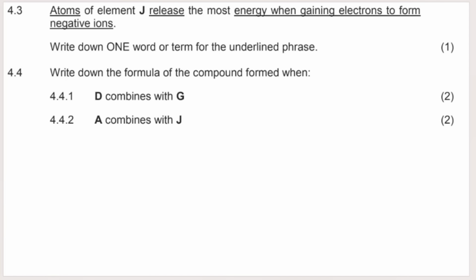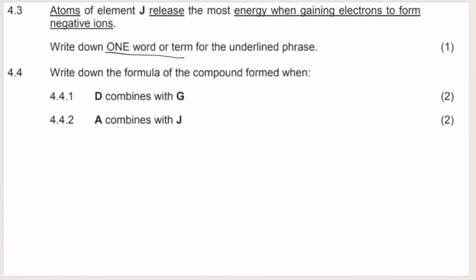4.3 says atoms of element J release the most energy when gaining electrons to form negative ions. Write down one word or term for the underlined phrase. So they're sort of giving you a definition here, and they want one word or term. So that is electron affinity.